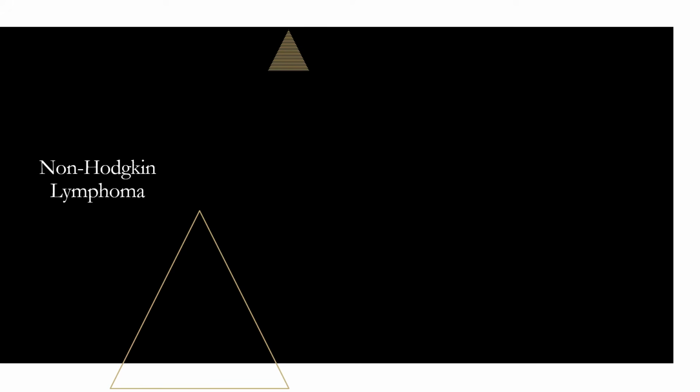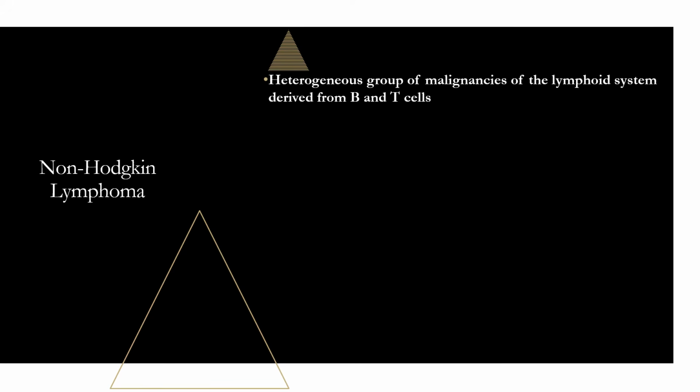Let's move on to non-Hodgkin lymphoma. This is going to be a heterogeneous group of malignancies of the lymphoid system derived from B and T cells. Remember when we talked about Hodgkin lymphoma, we were focusing on B cells.